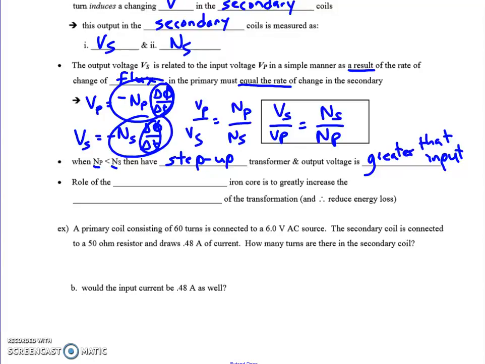Ideally, if you have double the number of turns, you're going to get double the output of voltage. If you have 10 times the number of turns, you can get 10 times the voltage. And there's really, at least ideally, no limit to that. It's not like you can only go up to 4 or 5 times. In theory, you can go up to 100 times.